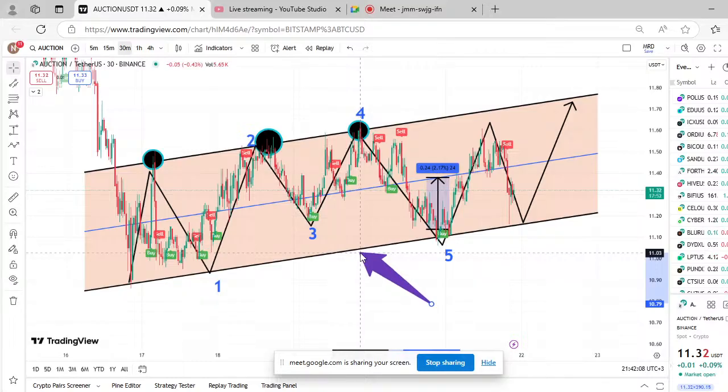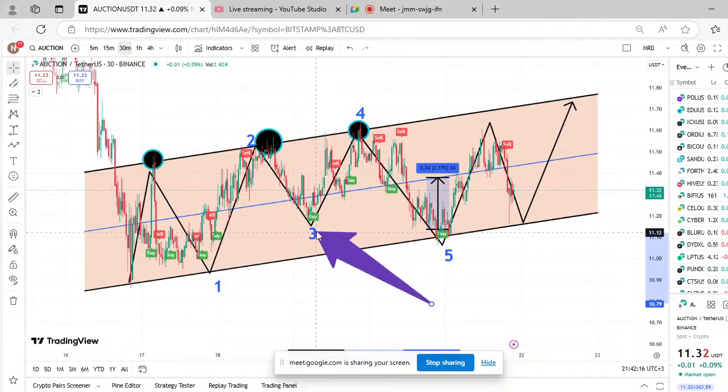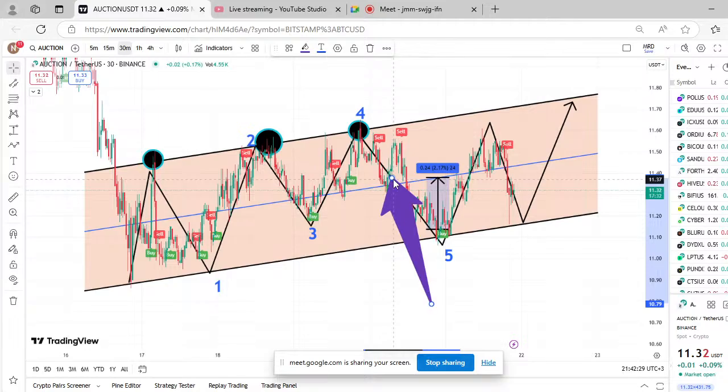Very nice. And another thing, number 5 was always above number 3. Not like this, the way I have created it. No. This number 5 could be around here. Meaning the Elliott wave could work better in the uptrend.